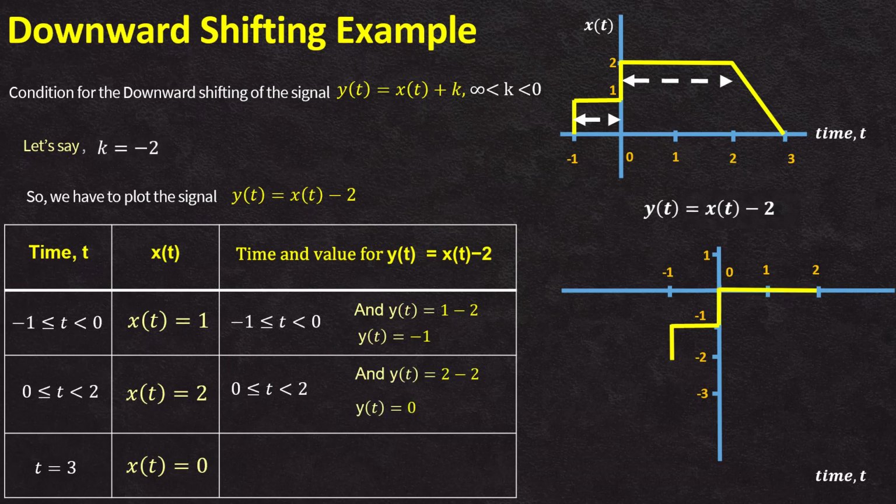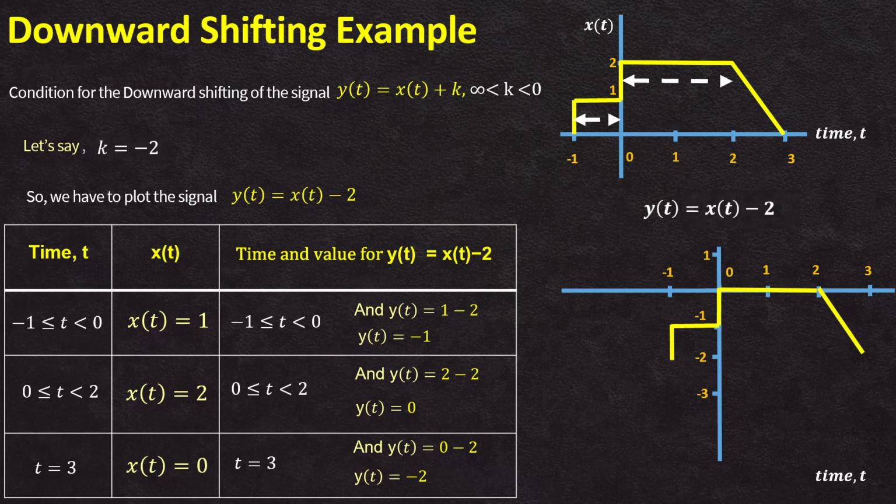And finally, at the time t equal to 3, the value of the signal x(t) is equal to 0. And if we subtract 2 from the signal, then the value of the signal y(t) will become 0 minus 2, which is equal to minus 2. So this is the downward shifted version of the signal x(t), where x(t) is shifted downwards by a value of 2. If we compare the two waveforms, then we can see that the amplitude axis of the signal y(t) is shifted downwards compared to the signal x(t), or the downward shifting operation of the signal x(t) takes place.